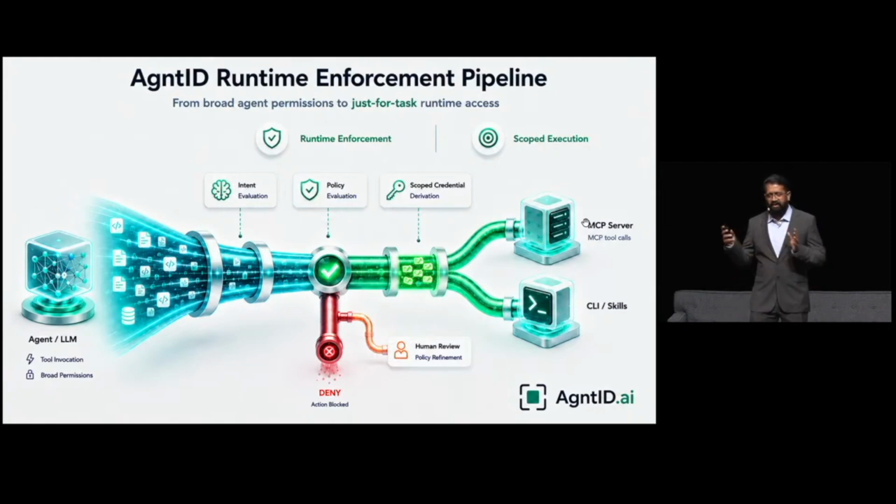And so this is kind of like a high-level summary. Think of the agent having a broad access, almost like a wide pipeline in the beginning. First, our intent evaluation comes in, narrows it down. The policy evaluation narrows it even further. And if the agent makes it out of that, we can also do a scoped credential derivation, which means basically we do a token exchange and get a smaller token for the agent. Now the agent makes a tool call either through MCP or CLI using that.